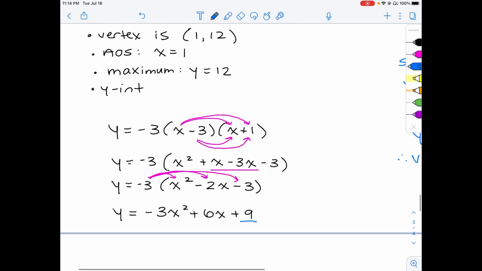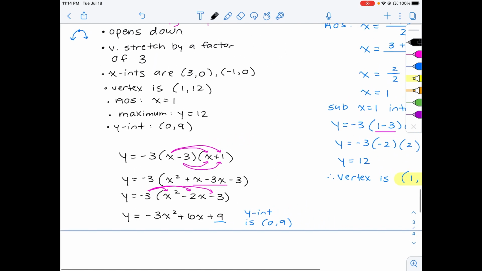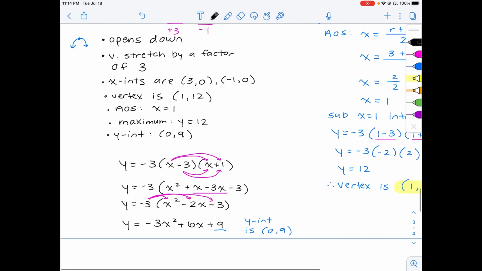Okay, my c value is 9, which means that the y-intercept is (0, 9). Okay, so I could put that here. My y-intercept is (0, 9). And I now know pretty much everything that I can know about the equation. Okay, I know the direction of opening, the vertical stretch factor, x-intercepts, vertex, axis of symmetry, maximum, and y-intercept.